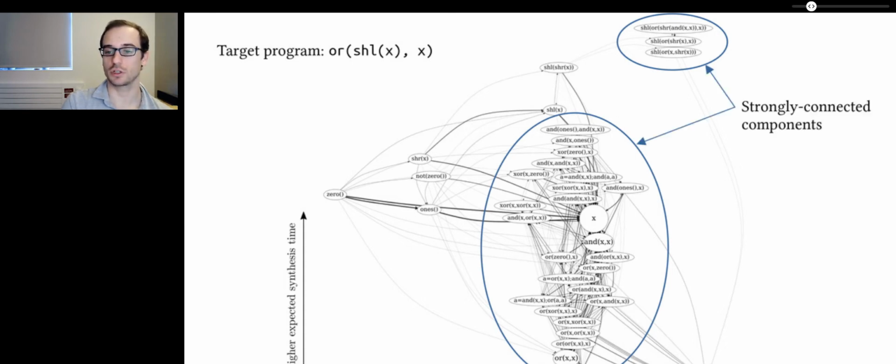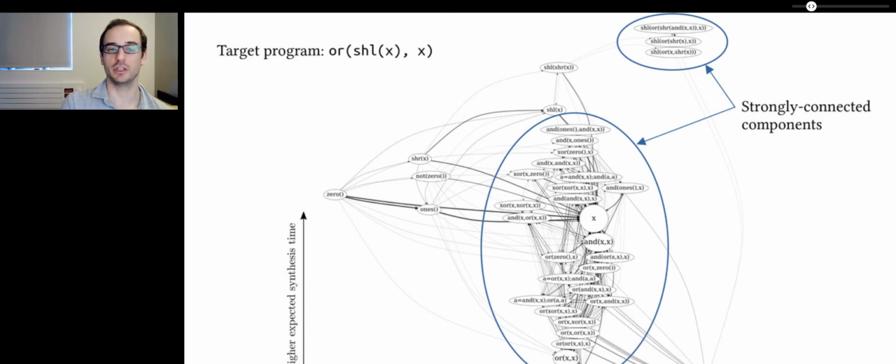And for this reason, we're going to call these areas of the search space strongly connected components, because once the search reaches this component, it's going to spend a lot of its time traversing between states within the region as opposed to leaving the region.